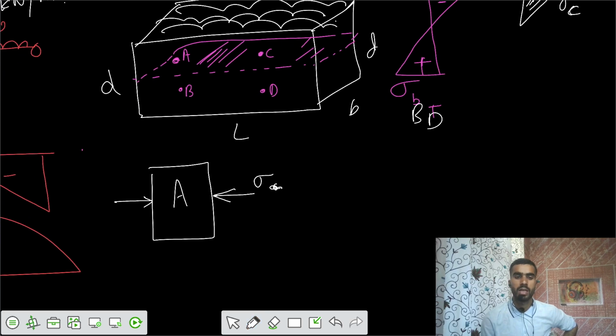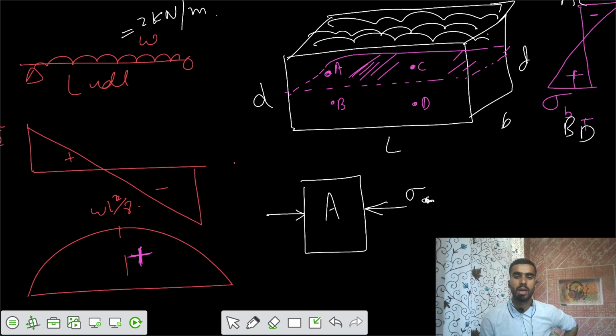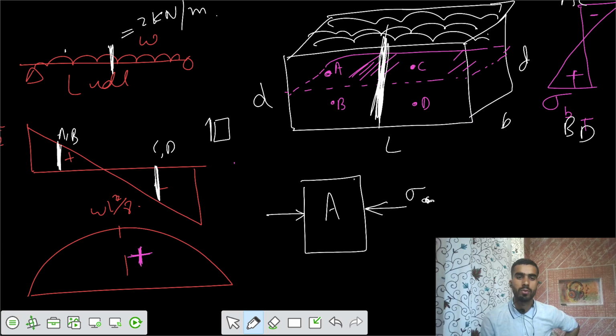So it is a compressive stress. Then what is the shear stress acting on this point A? Let's say this is the mid of the beam, and A and B are somewhere here, and similarly C and D are somewhere here. For A, you have positive shear force. That means if you have this element, your shear force is positive in this direction.